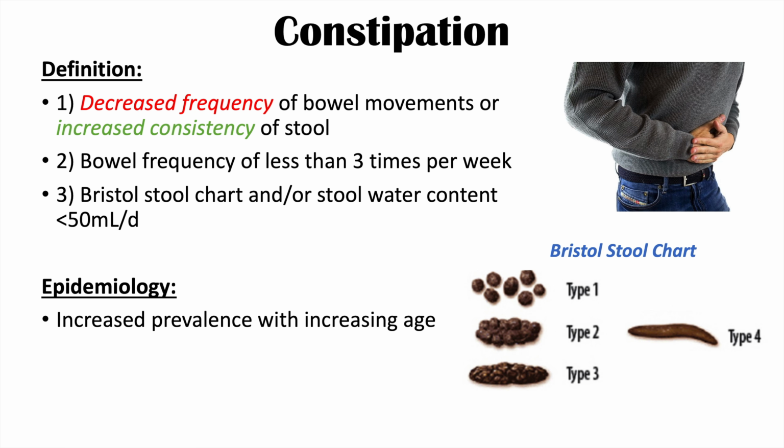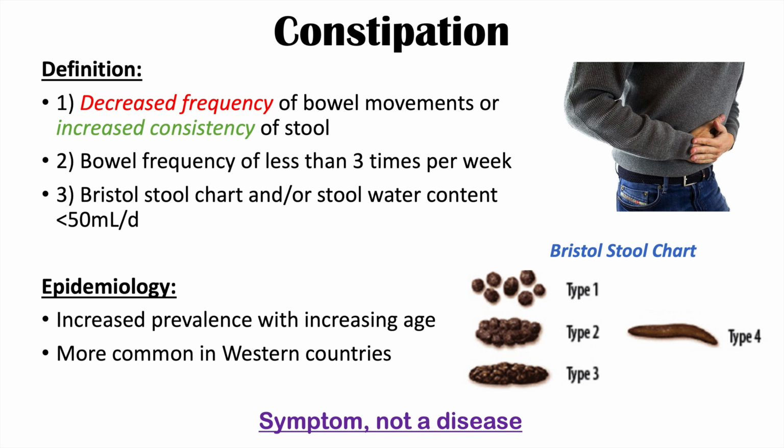Now, constipation is a relatively common phenomenon, and it increases in prevalence with increasing age. So as a patient gets older, they're more likely to experience constipation. It's more common in Western countries, and it's less common in certain Asian countries. And it's important to make note of the fact that constipation is a symptom, not a disease. So constipation is going to be a symptom of some underlying cause or some condition that we're going to talk about in the next slide.